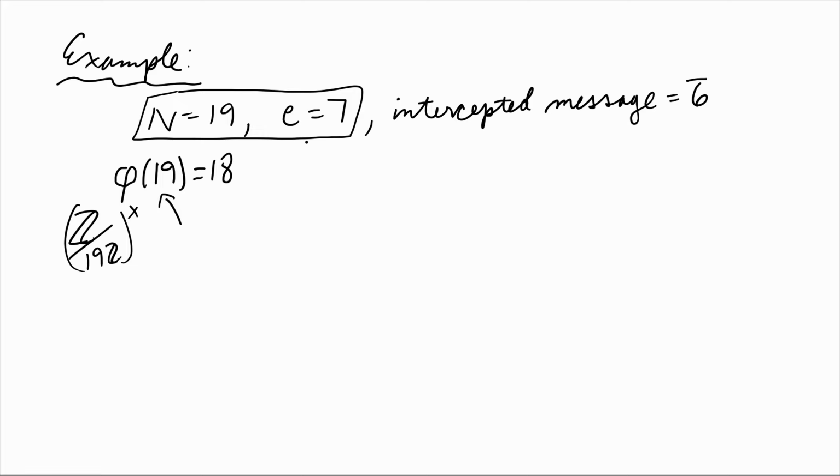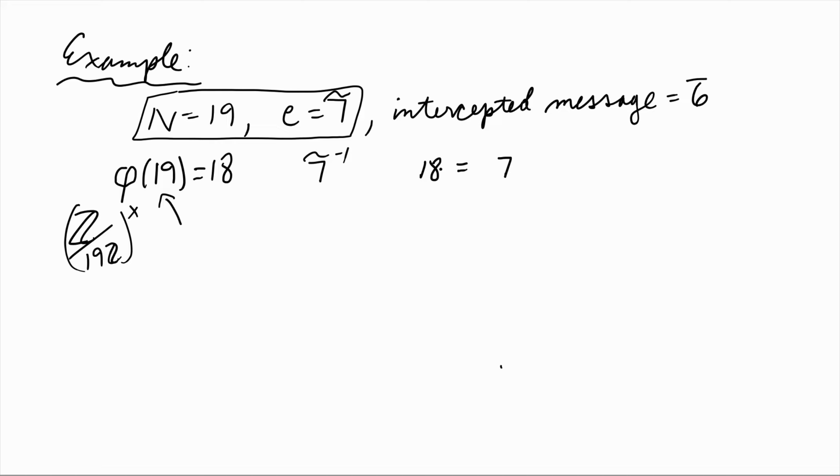So the decryption exponent, so this is E squiggle, is going to be the inverse of 7 squiggle. So the inverse of 7 mod 18. So we run through using matrices to find the inverse of 7 mod 18. So we can write a division algorithm line.